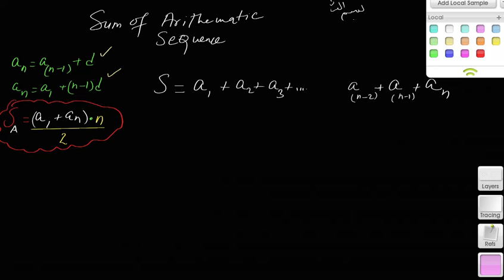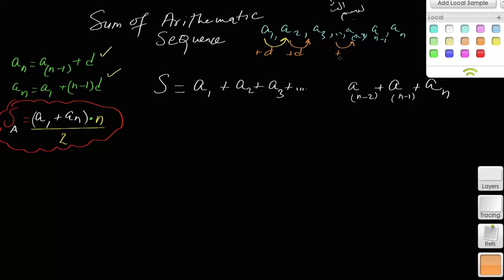Now we know that in an arithmetic sequence, a sub 1, a sub 2, a sub 3, and all the way up to a sub n, with a sub n minus 1 and a sub n minus 2 here, I hope you understand. So the way we generated terms from a sub 1 to a sub 2, we added the common difference. We added a common difference, and so on, all the way up to here.